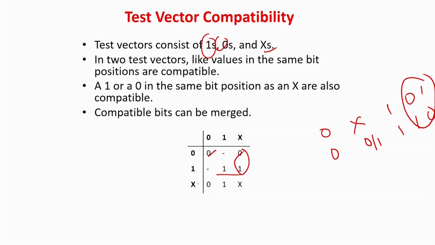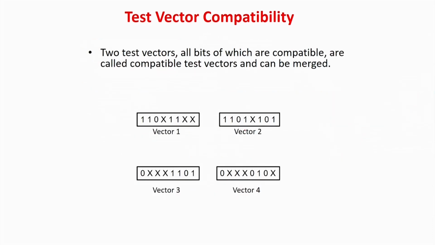Similarly, x can be compatible with everything. So compatible bits can be merged, very obvious. Example, there are two vectors, test patterns, which are generated. You can see that they are compatible because you can see 1 1 0 1, see the 1 over here and it's an x over here. So it's a compatible set.